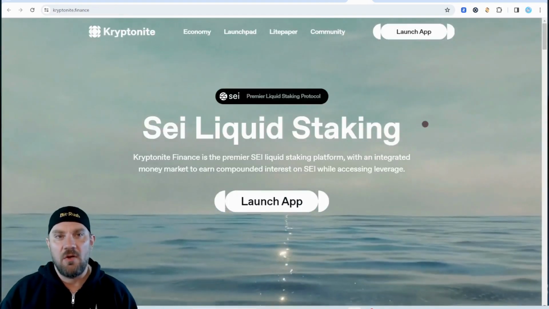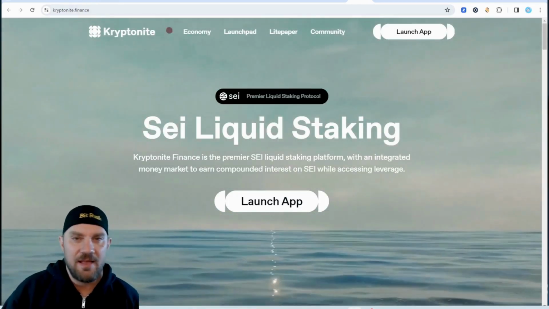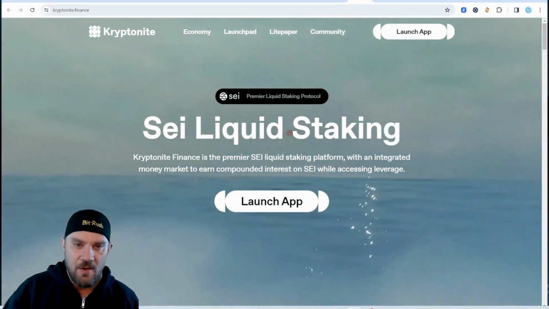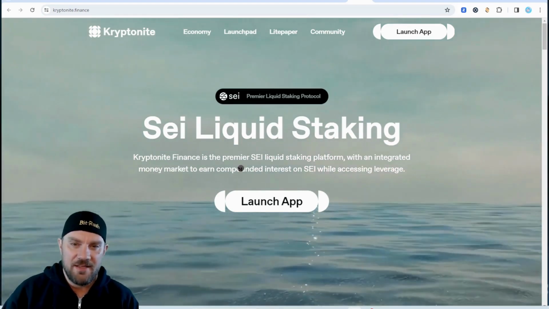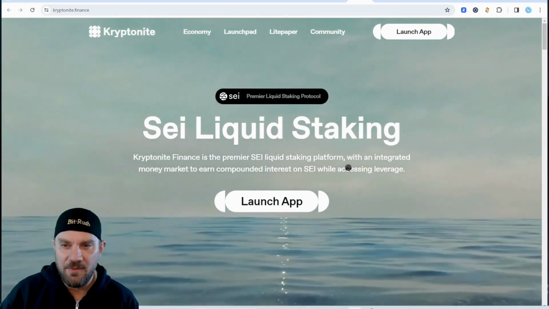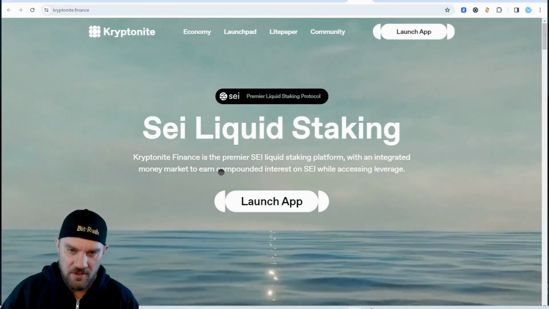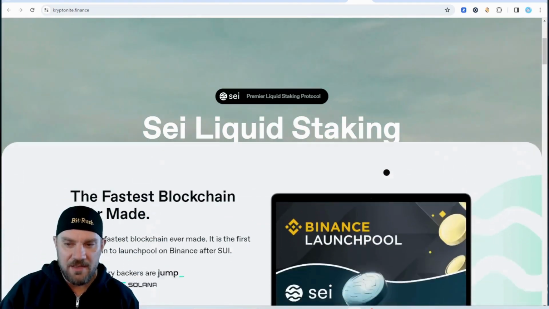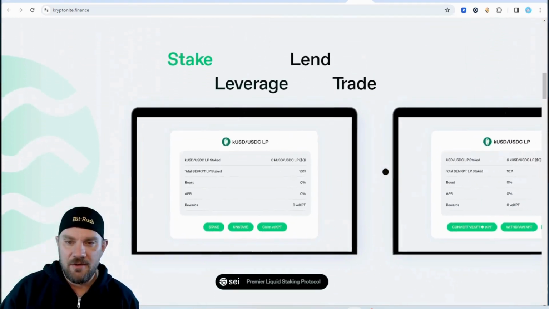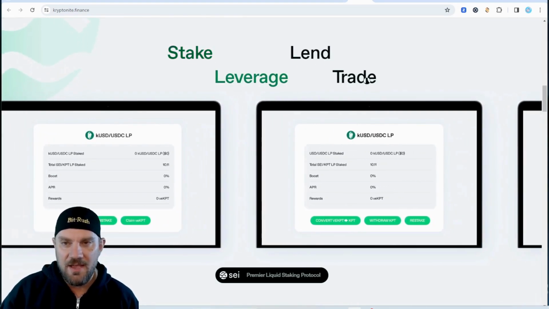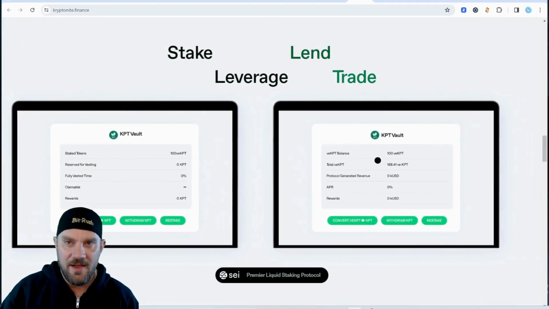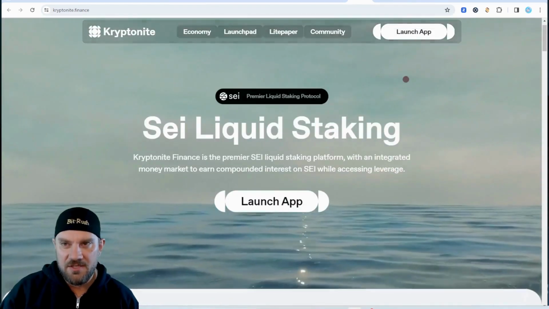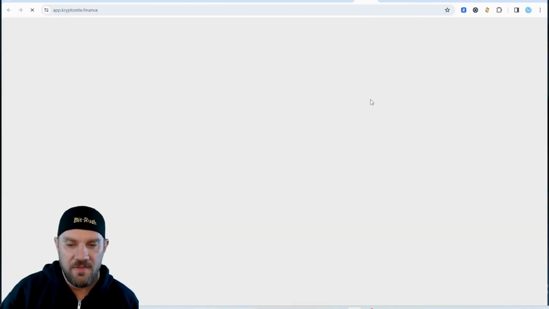Now, moving along, we also have Kriptonite.finance. What Kriptonite does is it offers liquid staking on the SEI network. You can see it says Kriptonite Finance is your premier SEI liquid staking platform with the integrated money market to earn compounded interest on SEI while accessing leverage. If you want, you can leverage, lend, trade, all the different DeFi type things that you'd be able to do on any other network as well. You just need to launch this app here and you can get into all of that.